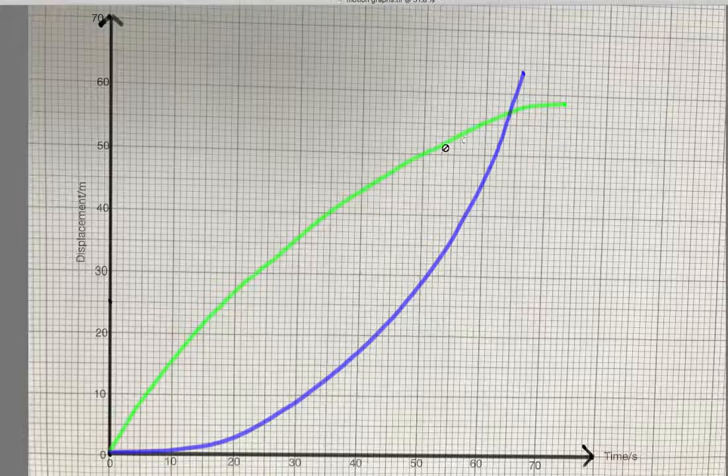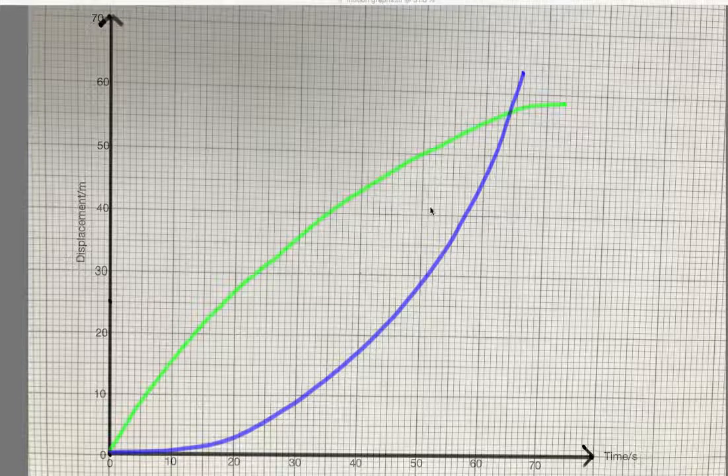out up here. So we said that the gradient of the displacement time graph is the velocity. The gradient is getting less, so the velocity is getting less. With this one, the blue one, you can see it's getting steeper. And so, because the gradient's getting greater up here, the velocity is getting greater.